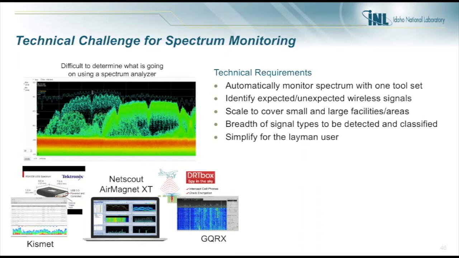For example, a spectrum analyzer, shown in the black and green diagram on the left, is a common piece of equipment when working with wireless. But this device can only show a very limited portion of the spectrum, with results that are difficult for the layman to interpret. This is just an example of one tool that could be used, but it requires specialized knowledge to operate and has limited capability.